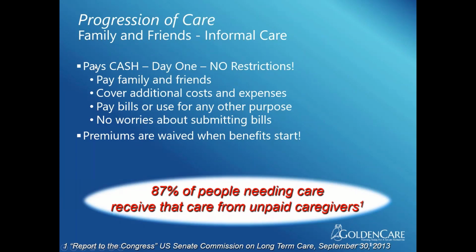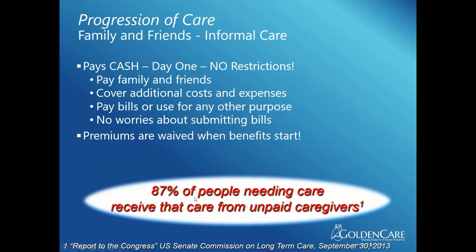85% of claims start at home. So you want a plan that can pay your family and friends with no restrictions, cover additional cost expenses. If your kids do have to leave work, we can compensate them, pay their bills, no worry about submitting bills. A cash benefit allows you to do anything. And the good long-term care plans, traditional Mutual of Omaha, is going to have that cash benefit in there. That's paramount. That means I can pay my kid. I can pay anyone I need to.